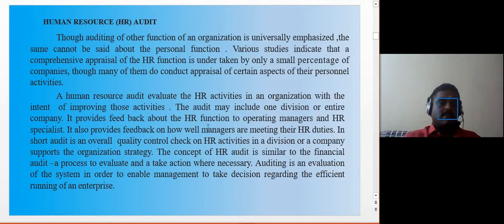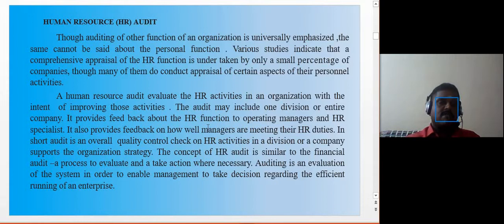HR audit: the auditing of other functions of an organization is universally emphasized. The same cannot be said about the personnel function. Various studies indicate that a comprehensive appraisal of the HR function is undertaken by only a small percentage of companies. The human resource audit evaluates the HR activities in an organization with the intent of improving those activities.